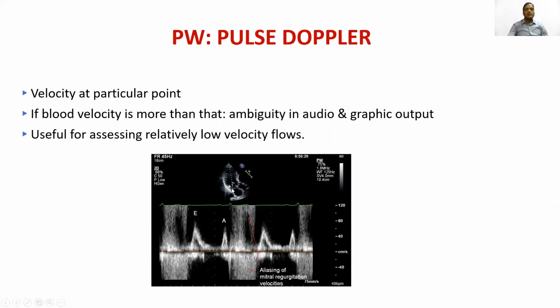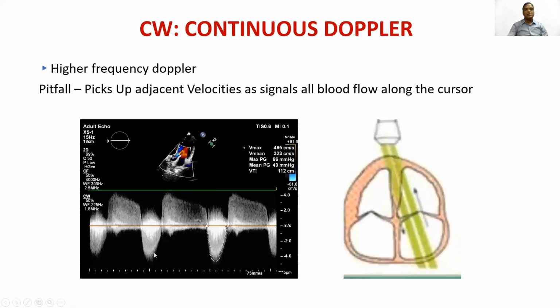Simultaneously, there is a mitral regurgitation jet from LV to LA. The Doppler flow from LA to LV, towards the probe, will be above the baseline, and from LV to LA, away from the probe, will be below the baseline. We cannot see the complete jet of the mitral regurgitation here because of the high velocity. So in this case, we have to use the continuous wave Doppler.